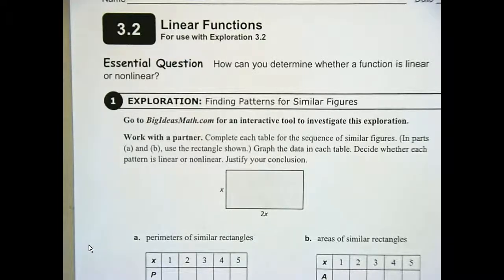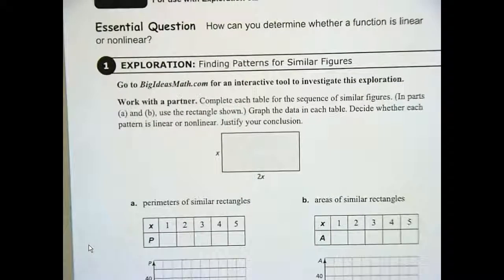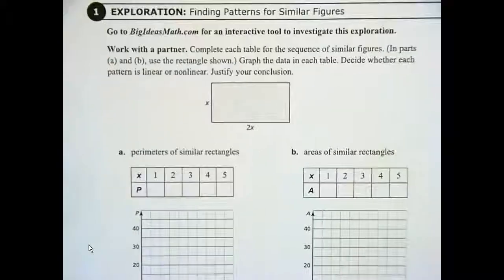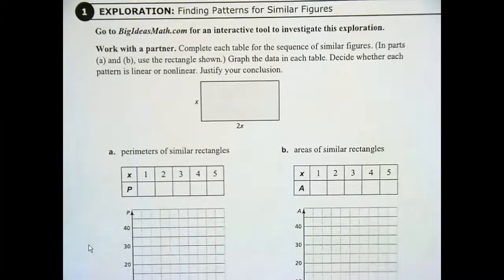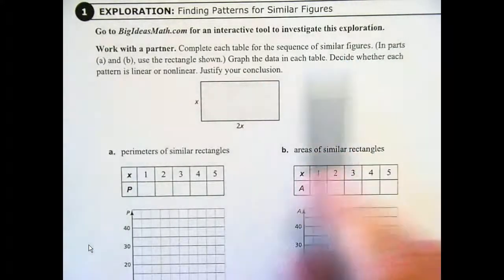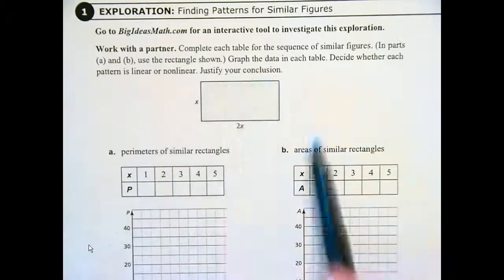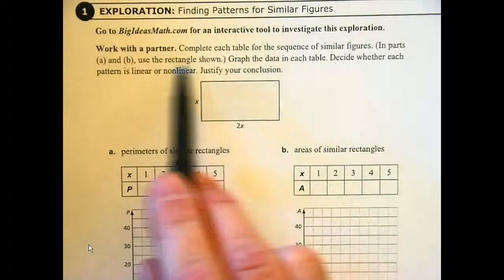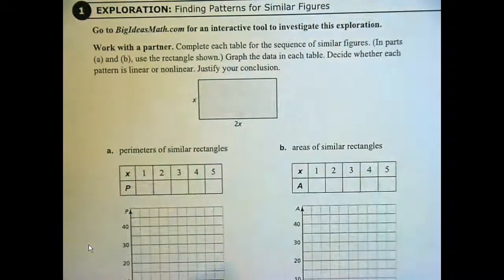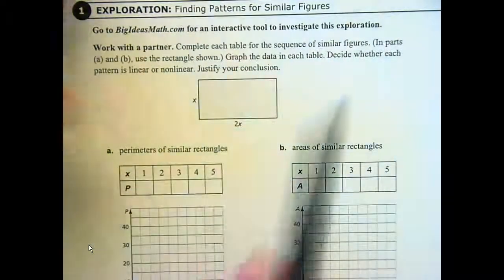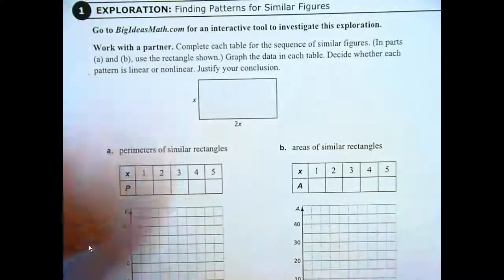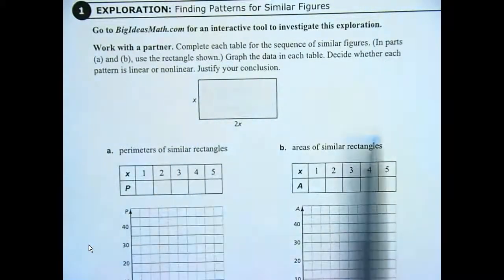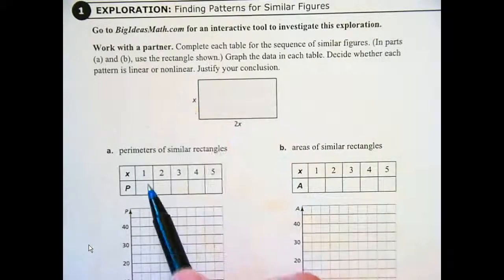I will tell you that one of these down here is going to be linear. One is not going to be linear. Okay? You're going to work with your partner to complete each table for the similar figures. You're going to find the perimeter and the area. So when it says complete each table for a sequence of similar figures, they're just saying, hey, what happens when we change the values of x? These figures change sizes, therefore you're going to have a bunch of different similar figures. Okay? They're telling you what x equals here.